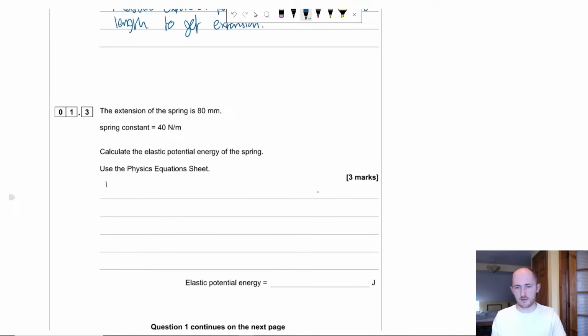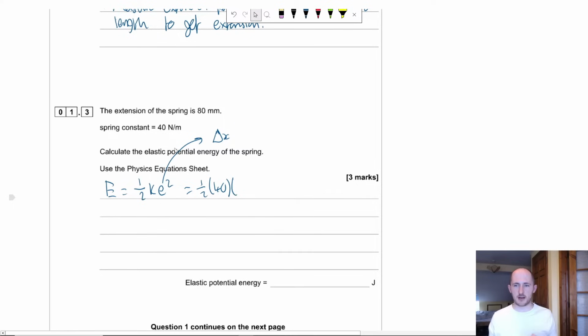The equation that you're looking for is that energy is equal to a half times the spring constant times the extension squared, which is sometimes given as an E, or it can be given as a delta x instead. Either way is completely fine. So sub in those numbers, a half, then it's 40. And then what about extension?